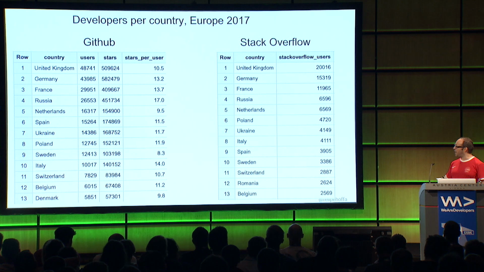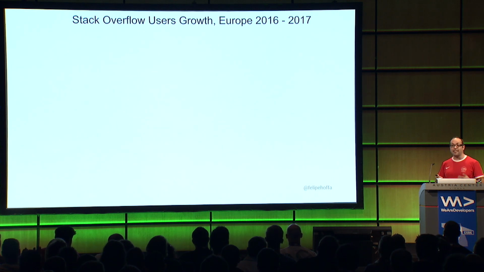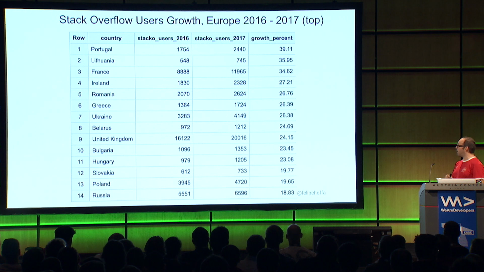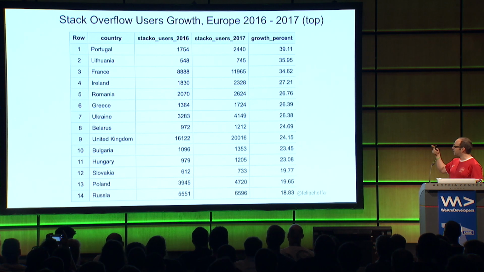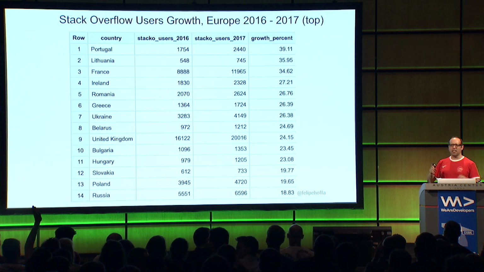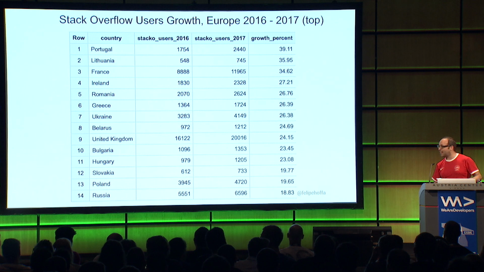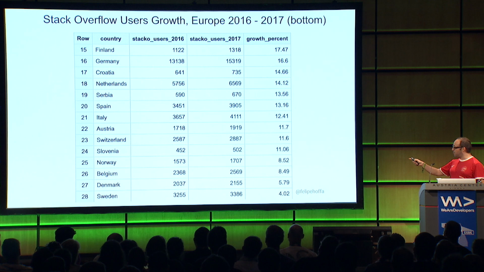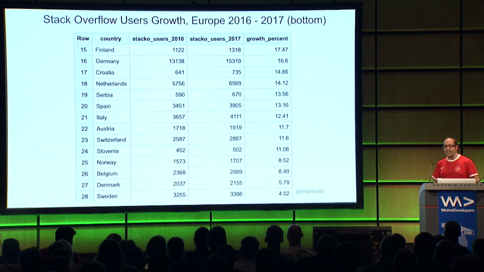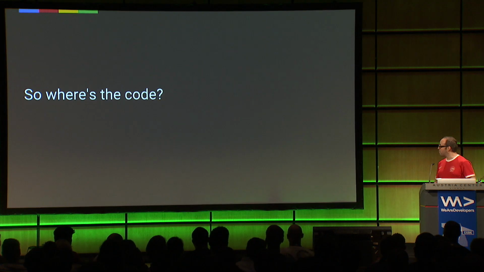And with the Stack Overflow, I can look at the growth. What are the countries getting more users from 2016 to 2017? On top, with the highest growth, Portugal, followed by Lithuania, France, Ireland, Romania, Greece, Ukraine. How many Ukrainians in the house? Just wondering. Hey, thank you for doing Stack Overflow. And on the bottom, we have Belgium, Denmark, Sweden. Why are these countries not getting so much growth, according to my stats? Ask Joel later today. I'm really interested in the answer.